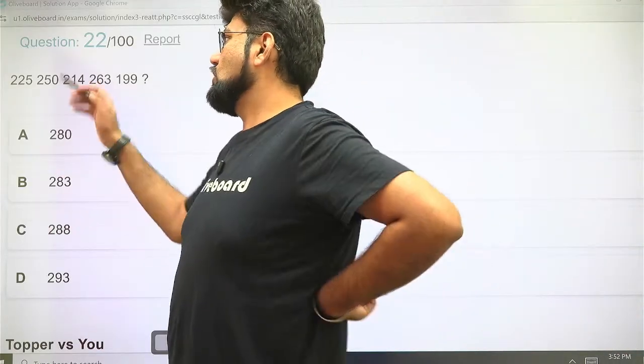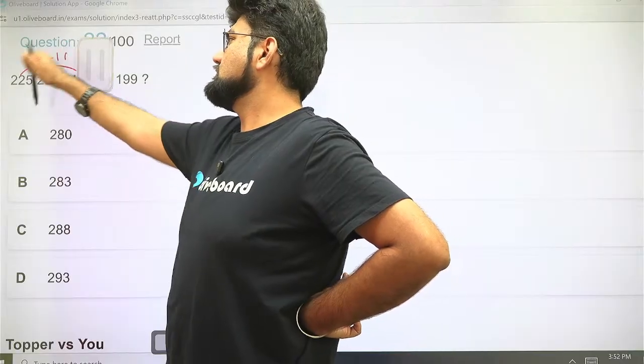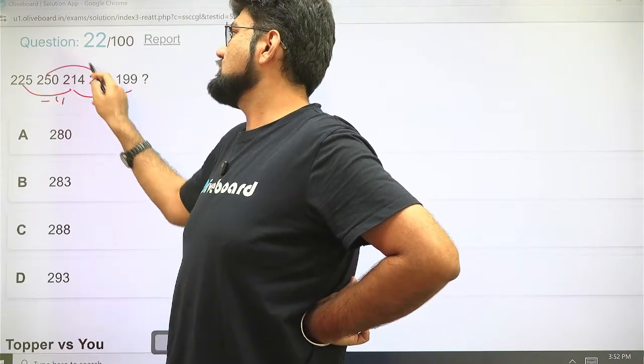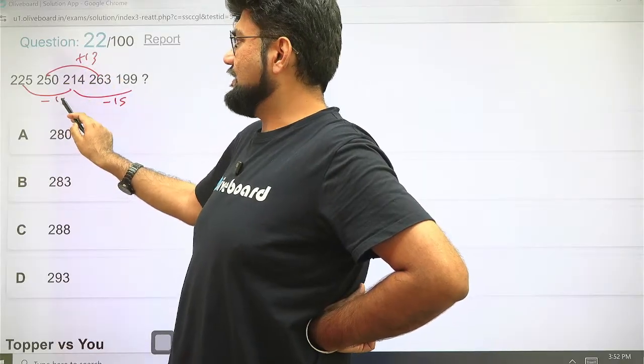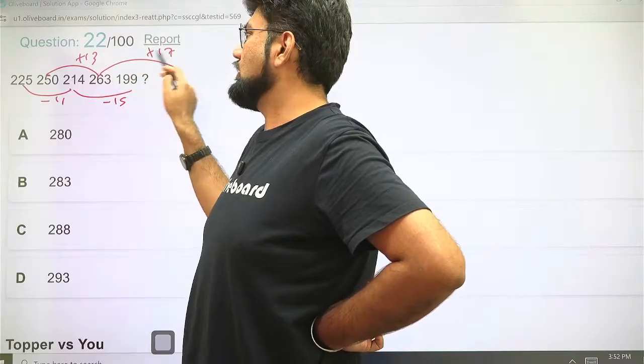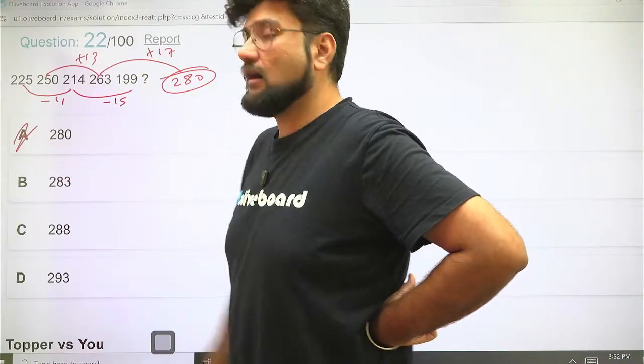So now if I pick it up in an alternate manner, I can see that the difference here is minus 11 and the difference here is minus 15. The difference here is plus 13. So I can see 11, 13, 15. So the next one has to be 17 but in plus. They're going in an alternate fashion. So this is 280. I can see the answer. I should ideally tick mark this and move ahead.